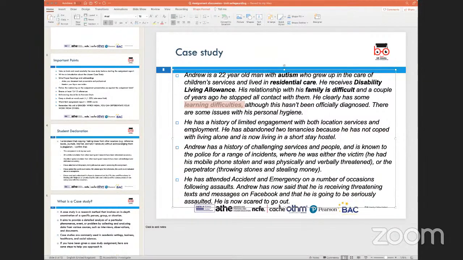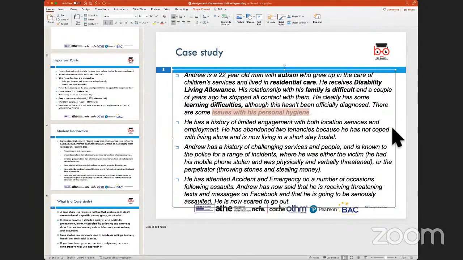So this is an important word again, and you will need to research what is learning difficulties, and that is where you would need to put some material. That means some meat on the bones when you write your evidence in the assignment. Although this has not been officially diagnosed, there are some issues with his personal hygiene. So there are issues with personal hygiene.